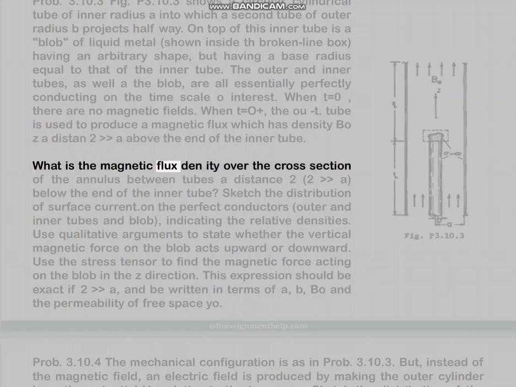What is the magnetic flux density over the cross-section of the annulus between tubes a distance 2a below the end of the inner tube? Sketch the distribution of surface current on the perfect conductors, outer and inner tubes and blob, indicating the relative densities. Use qualitative arguments to state whether the vertical magnetic force on the blob acts upward or downward. Use the stress tensor to find the magnetic force acting on the blob in the z direction. This expression should be exact, and be written in terms of a, b, B0 and the permeability of free space.